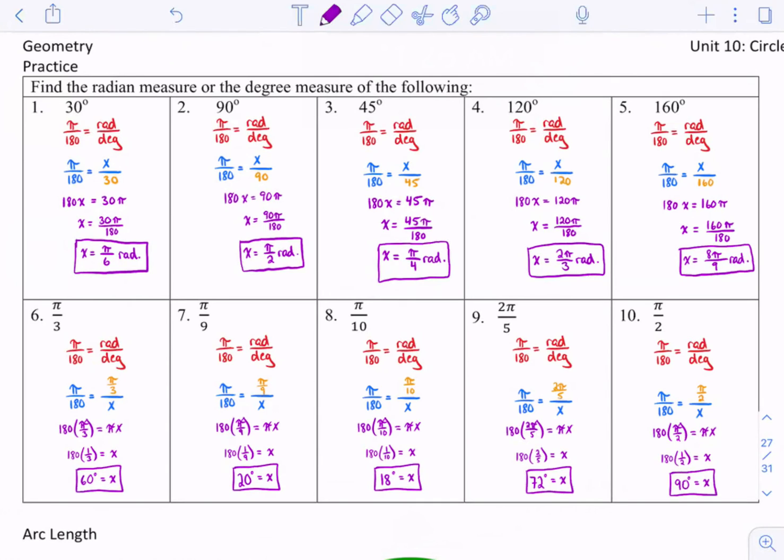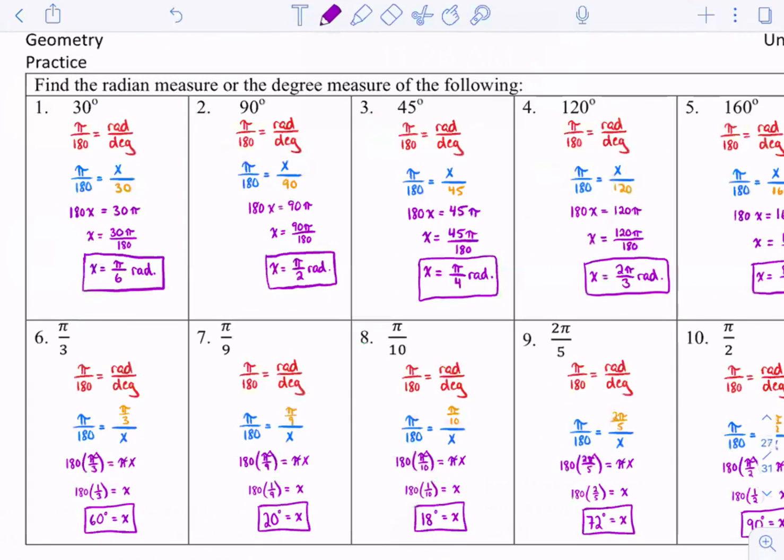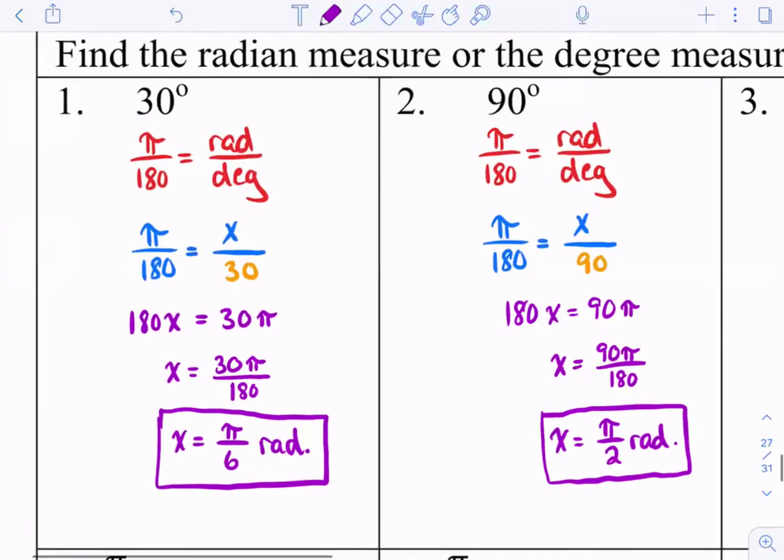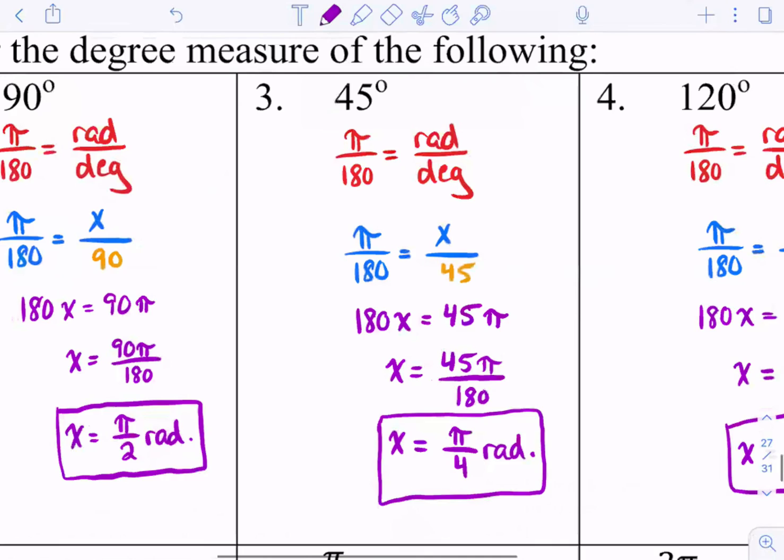Okay, so hopefully you've completed the practice problems. I'm going to zoom in so you could check your work and pause where you need it. Notice how every time we complete this, we're writing our pi over 180 equals radian over degree, and we're just substituting what we know, and then we're simplifying to our final answer here.